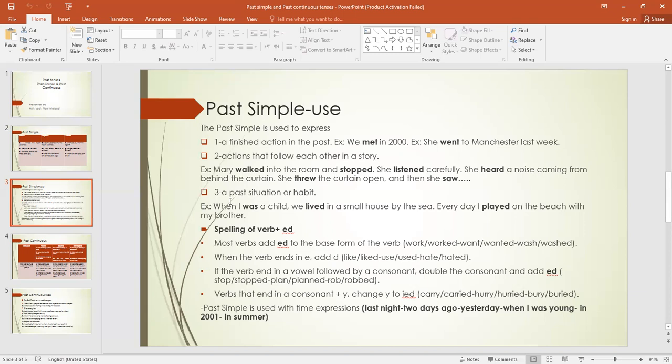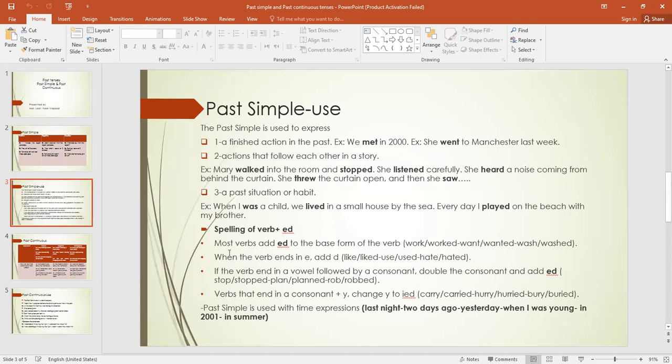Also, we can use past simple to refer to a past situation or a habit. For example, when I was a child, we lived in a small house by the sea. Every day I played on the beach with my brother. So this is the habit. I used to play on the beach with my brother. This is the habit I had in the past. Okay? Now let's go to the spelling of the verb plus ed.